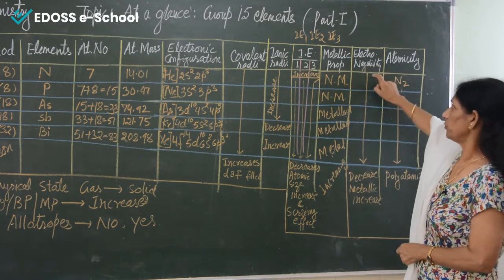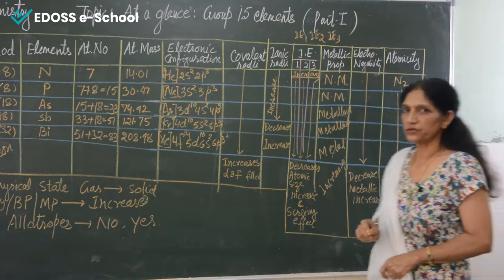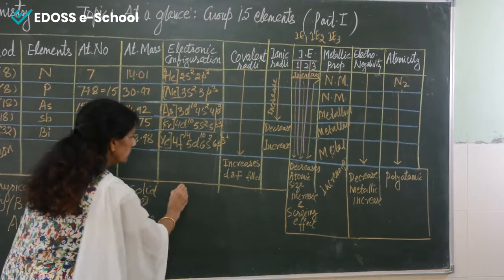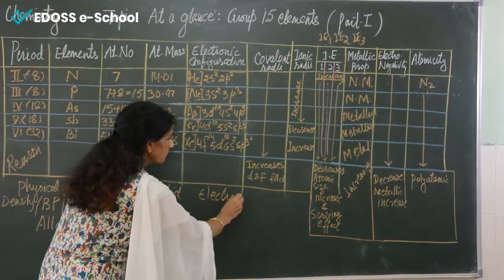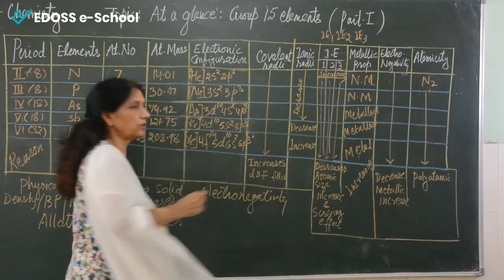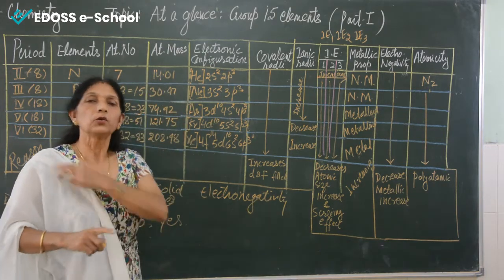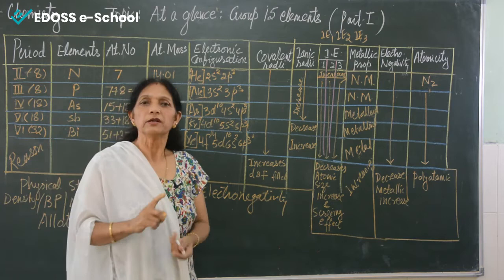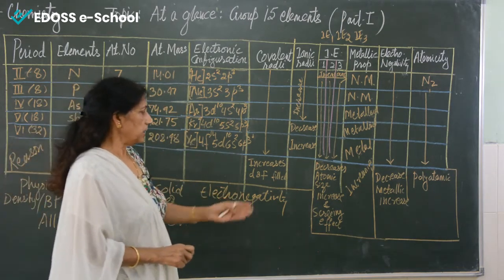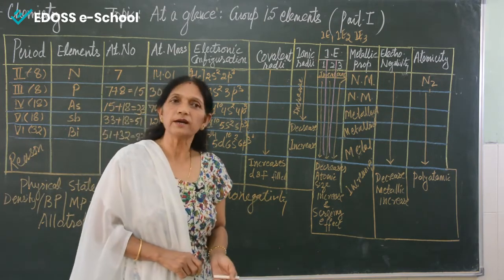Now coming to electronegativity. Now what is electronegativity? Let me explain it first. Actually, electronegativity means when two elements share electrons to complete their octet, what happens? The shared pair is used more by one of the elements.